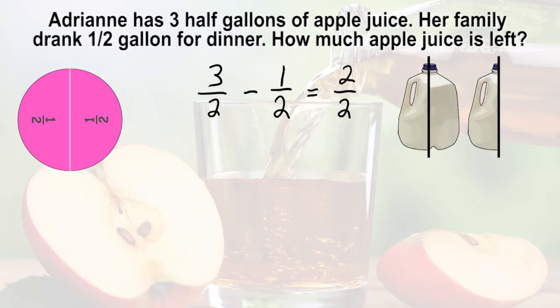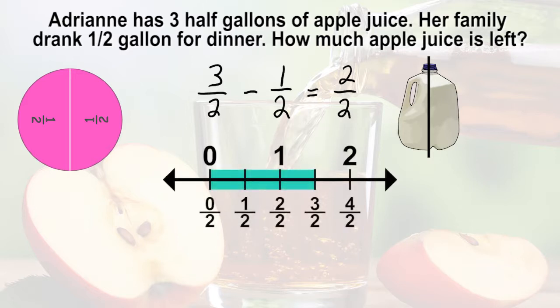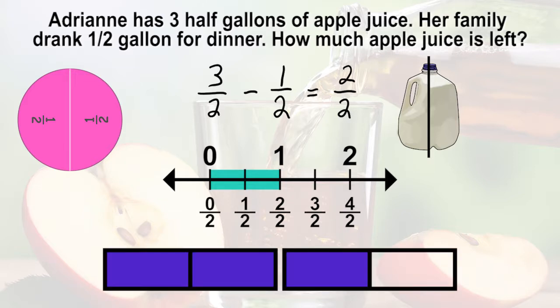Or a drawing of gallon jugs. 3/2 minus 1/2 equals 1 whole. Or a number line, 3/2 minus 1/2 equals 1 whole. Or a bar model, 3/2 minus 1/2 equals 1 whole. All of the models that were used demonstrate the same answer. 3/2 subtract 1/2 equals 1 whole.